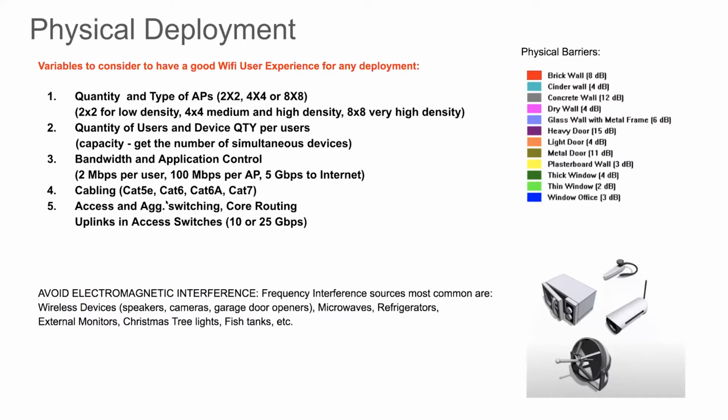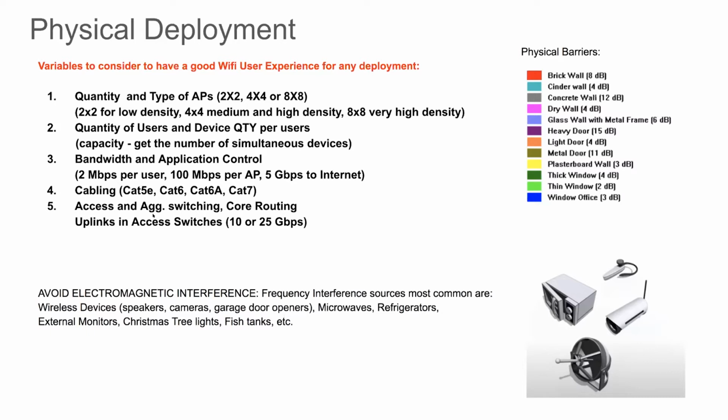The fourth point is the cabling. If we need to ensure at least 100 megabits per second per AP or per user, we would need to use at least Cat 5e or 6, or even if we want to implement a Wi-Fi 6 project in a new campus, we need at least Cat 6 for our cabling, okay?